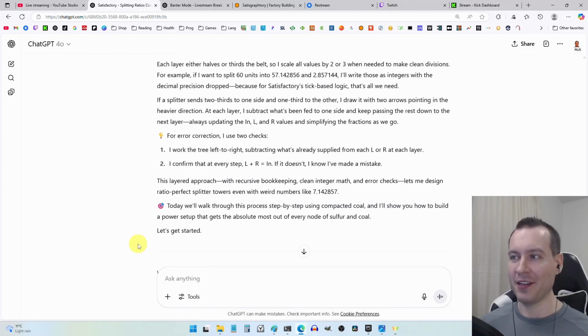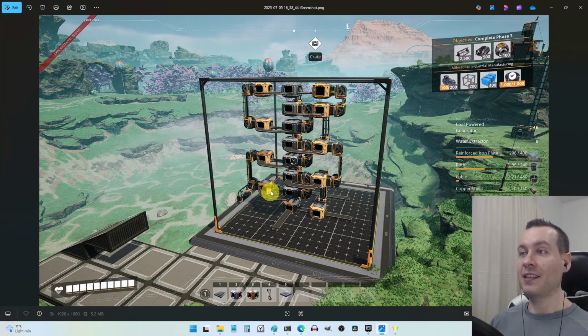Let's get started. So the completed splitter tower will look something like this, but we will try to get more precision. We're going to need 11 layers, and this is only 8. 1, 2, 3, 4, 5, 6, 7, 8. The splitter tower we're making today will be 11. As you can see, these belts are going to the left here, and when it's going to the right, it's going to these mergers.